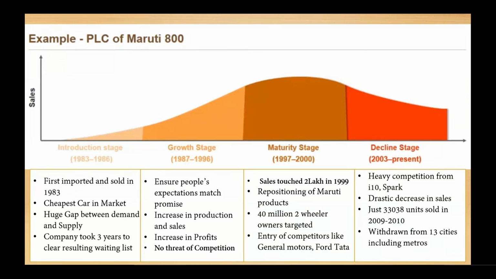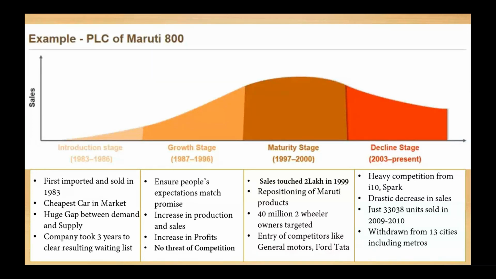So, Maruti 800 was in the introductory stage from 1983 to 1986. So it took 3 years to move from the introductory stage to the growth stage. It was first imported and sold in 1983. It positioned itself as the cheapest car in the market. There was a huge gap between demand and supply.